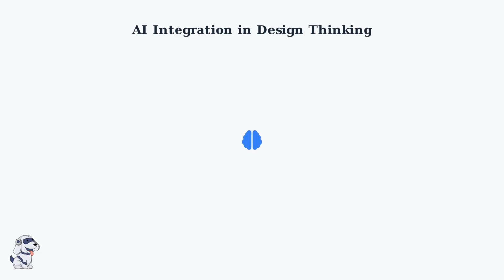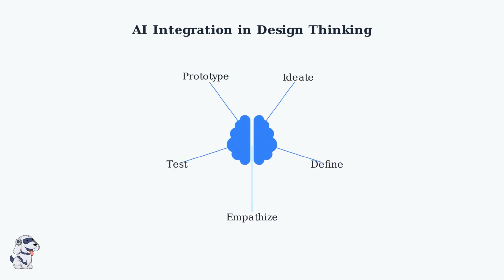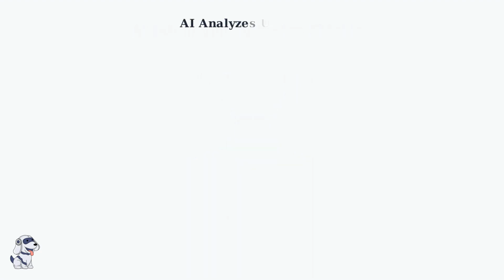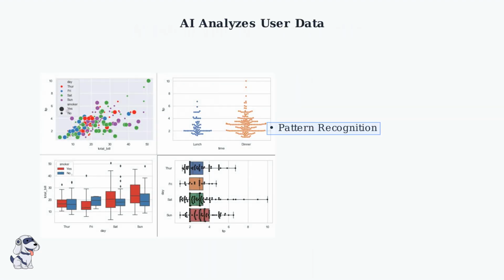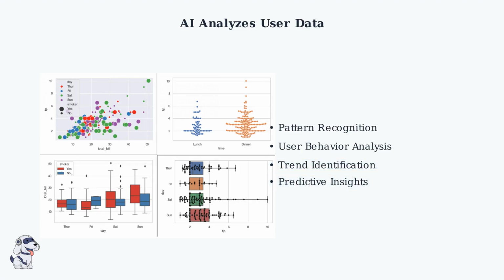Artificial intelligence is revolutionizing design thinking by enhancing every stage of the process. AI tools now work alongside designers to make the entire workflow more efficient and data-driven. AI excels at analyzing vast amounts of user data to uncover patterns that humans might miss. It can process user behavior, identify trends, and generate predictive insights about user needs and preferences.